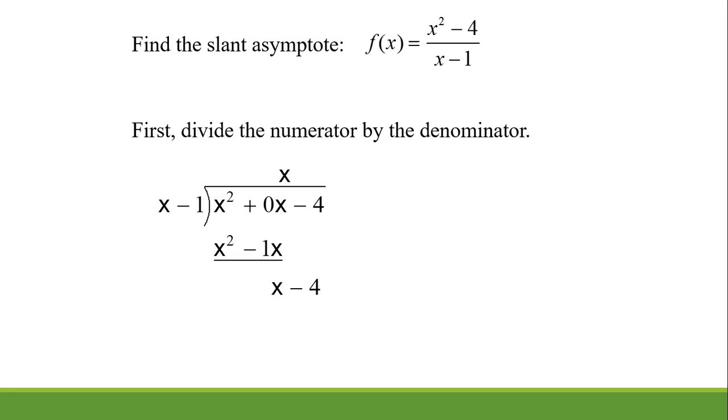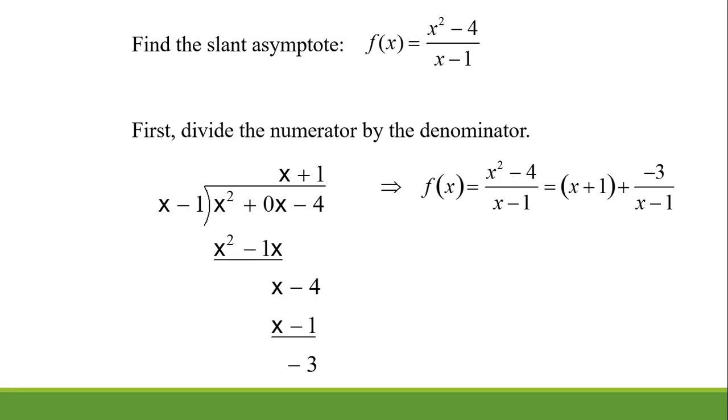We subtract. And then we say, well, let's see, x times what gives us x? Well, that would be 1. So 1 times x minus 1 is x minus 1. And then we subtract and we get negative 3, which is a remainder. But it also is the numerator of the fractional part of our division, the fractional part of our quotient. So x squared minus 4 divided by x minus 1 is the same thing as x plus 1 plus this fraction, negative 3 over x minus 1.